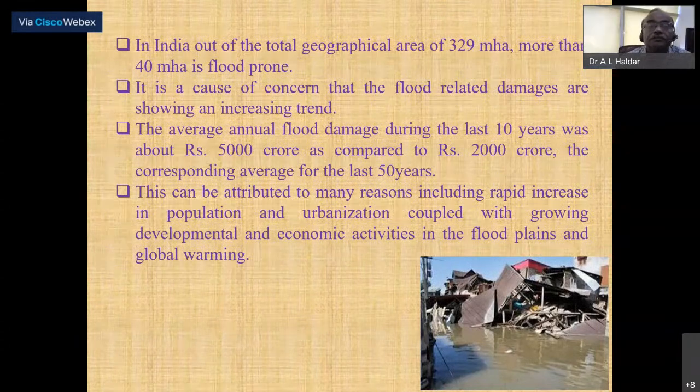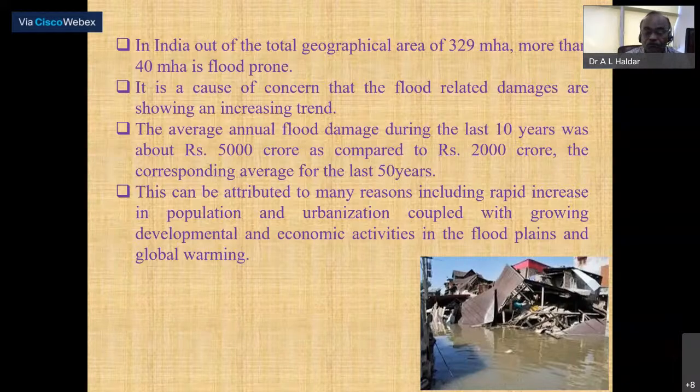In India, you know that the total geographical area is 329 million hectares. Now, more than 40 million hectares are flood prone. The concern is damages and swelling, and every year it is increasing. It means the trend is increasing. Now, the average annual flood damage during the last year, at present, was 5,000 crore or more, compared to earlier, when the average over 50 years was 2,000 crore per year.